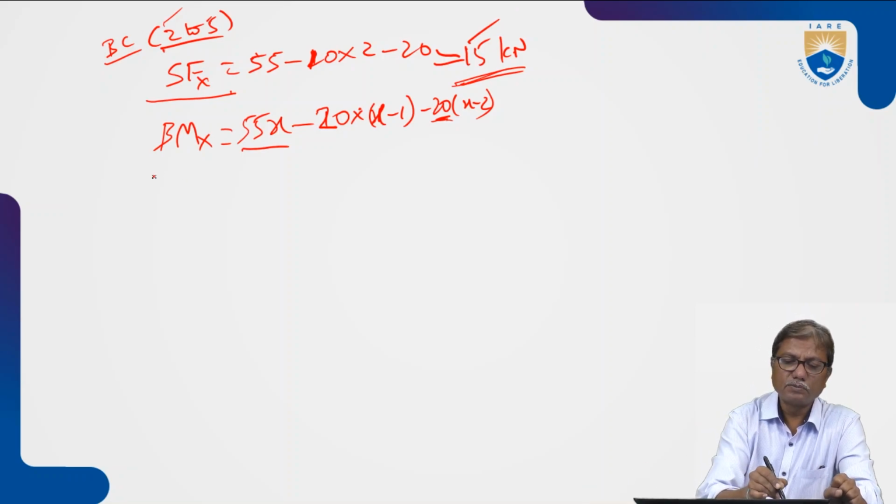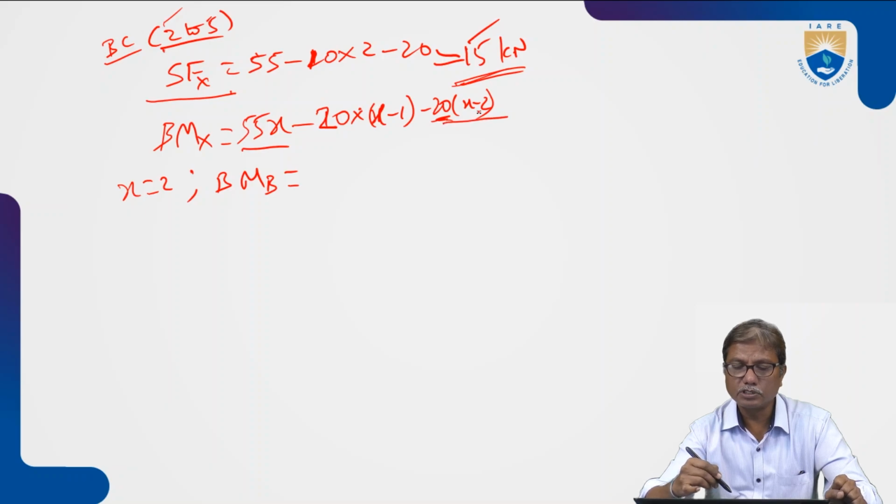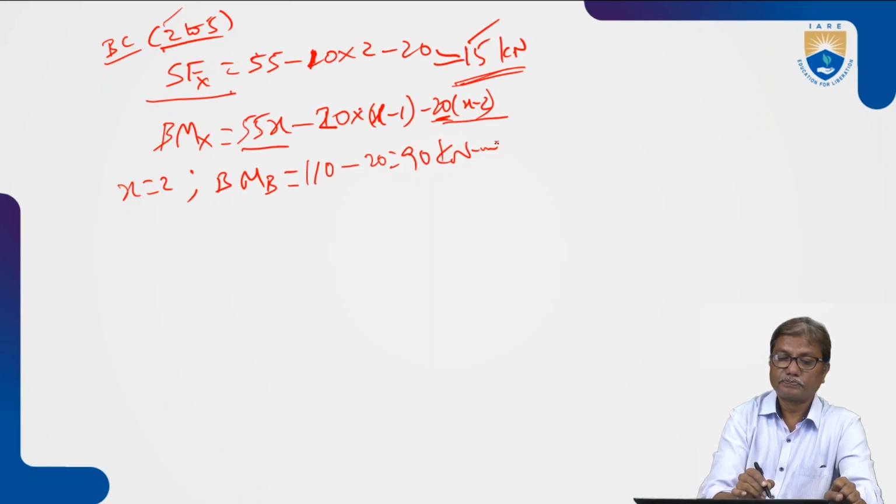And coming to bending moment, at x equal to 2, bending moment at B is, when x equal to 2, this term becomes 0, and 55 into 2 minus 20 into 2 minus 1, 110 minus 20. That is 90. Okay? Units are kilonewton meters.